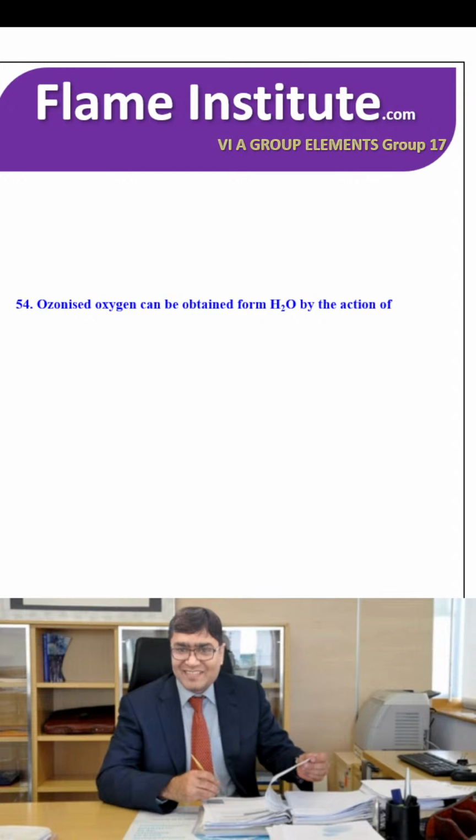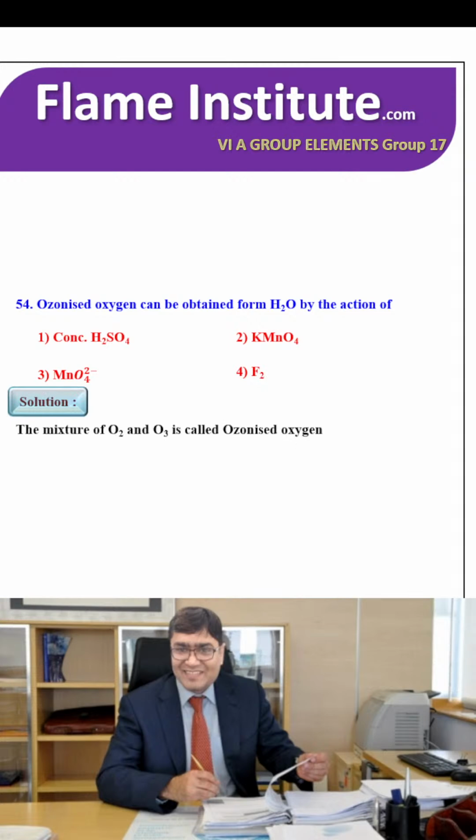Ozonized oxygen can be obtained from H2O by the action of concentrated H2SO4, KMnO4, MnO4 negative, or F2. The mixture of O2 and O3 is called ozonized oxygen. So 2F2 plus 2H2O gives 4HF plus O2. That means 3F2 and 3H2O give 6HF and O3. So F2 is the correct option.